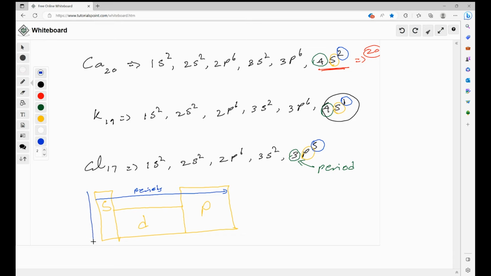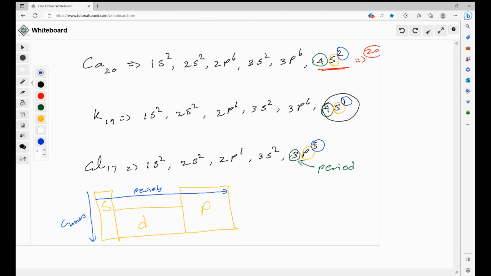And the vertical downs we call groups. That means this one, say, is a second group element in the fourth period. Over here, this one you can see is a first group element, but in the fourth period. Over here is a fifth group element in the third period. That's the idea about this whole thing.